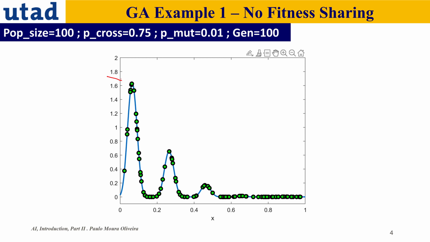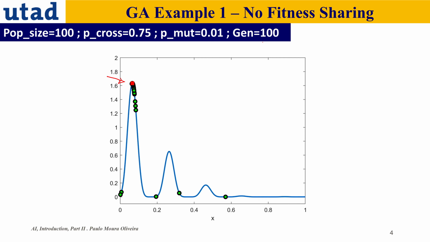So the maximum is here, and the population size is 100 elements. The crossover probability is 0.75. The mutation probability is 0.01, and we are going to run it for 100 generations. So this is the outcome, and as you can see, the red spot means that we found the maximum, and there's some diversity because of the mutation.